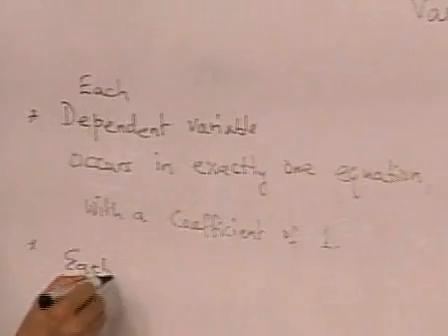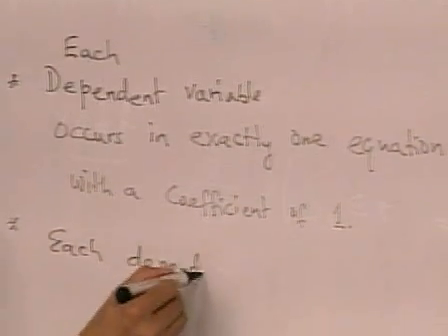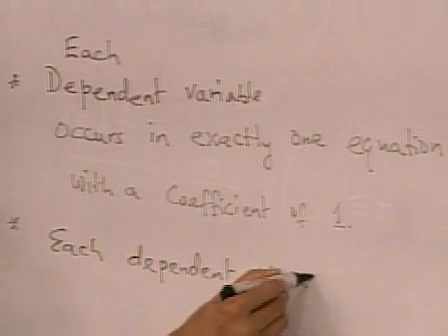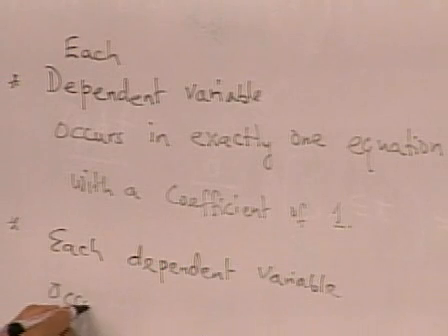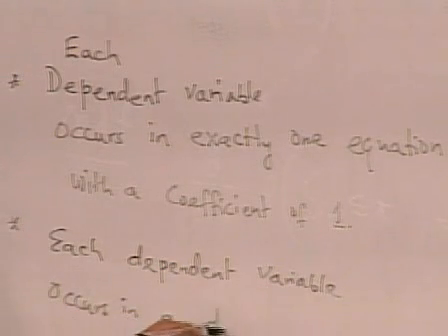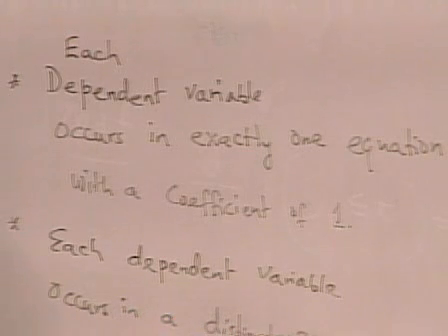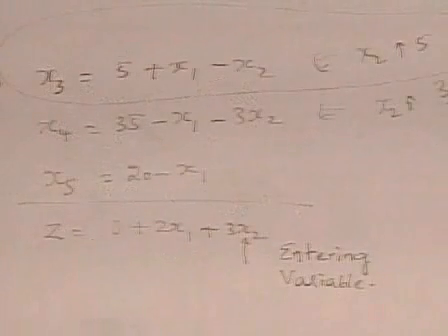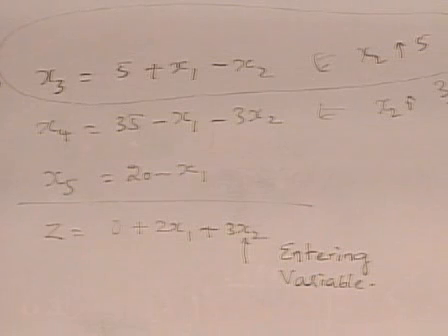Each dependent variable occurs in a distinct equation. So you don't have an equation in which there are two dependent variables. So these are the only two properties that we want. And in fact, I very quickly wrote down the system that would correspond to the new solution. So let me rewrite that and then we'll start the new stuff.